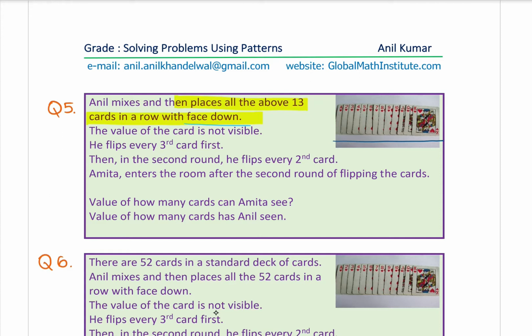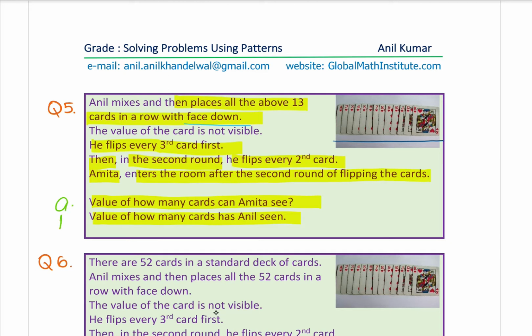Clear? He flips every third card. So when you flip every third card, you can see the value of that card. So he flips every third card. Then in the second round, he flips every second card. Amita enters the room after the second round of flipping the cards. Now, there are two questions based on this. First one is, value of how many cards can Amita see? And the second one is, value of how many cards has Anil seen?